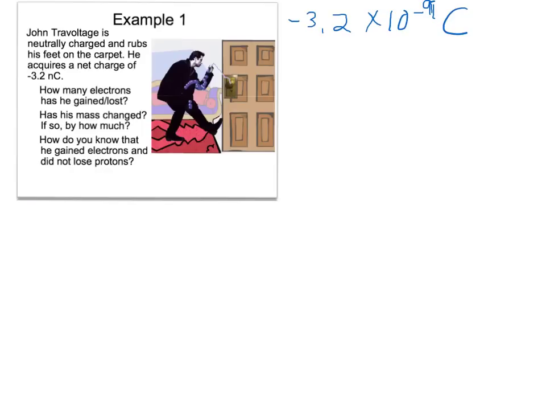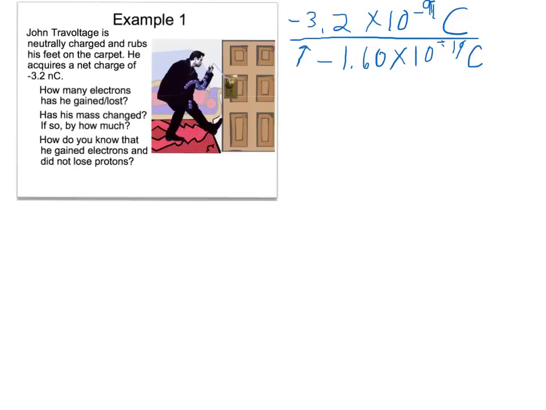The movement of electrons is what gives him his charge, so we need to figure out how many electrons it takes to get that much charge. So why don't we just divide by the charge on one electron and figure out how many electrons that took. So he has negative 3.2 times 10 to the negative 9th coulombs of charge on him. We'll divide that by the charge of an electron, negative 1.60, we can round, times 10 to the negative 19th coulombs.